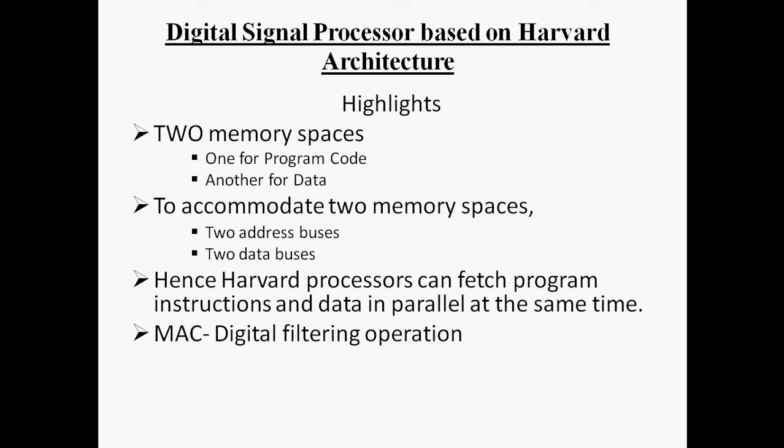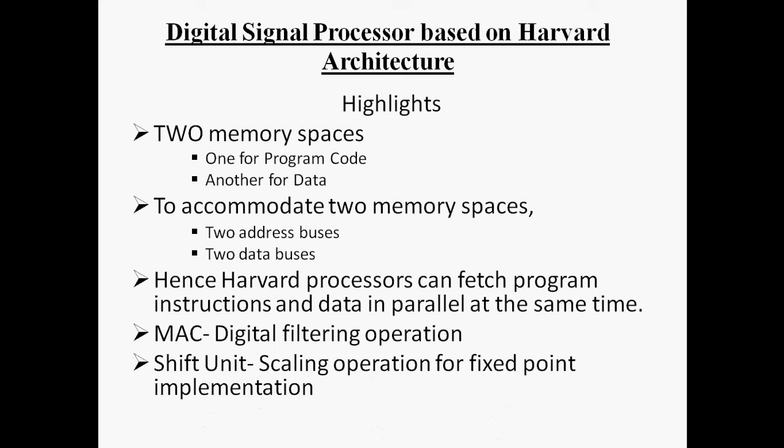And if I consider the MAC, that is the multiplier and accumulator, it is used in digital filtering operations. And there was something called the shifter. The importance of that is it is used for scaling operations for fixed point implementation. Whenever I'm dealing with fixed point implementation, scaling may be needed, in the sense that overflow may happen. So to tackle that, we have got the shifter.